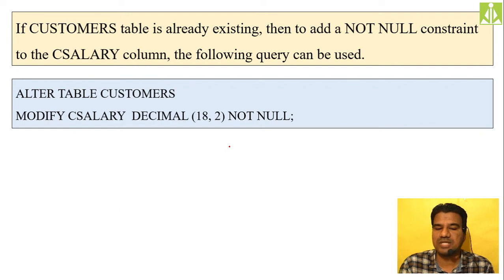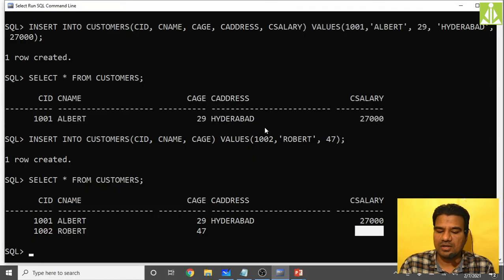So how can I impose that? Just go with the alter table command. Alter table customers, modify C salary, and the same data type. Even if you want to change it, you can change. Previously it was decimal, so I want to make it decimal only. Even if you want to change, you can change by using the alter table command. So alter table customers, modify C salary, decimal of 18 comma 2, not null.